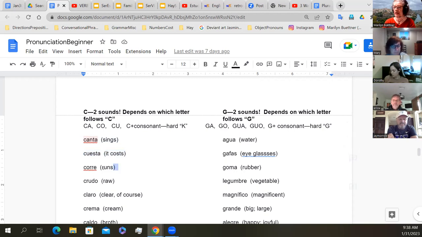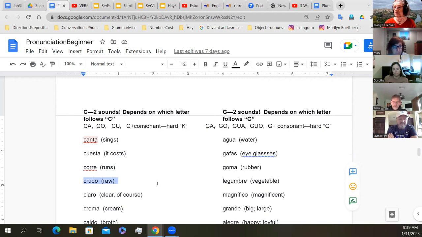Bien. Okay. Here we've got a C-O combination. Co, co, co. Corre. Corre. Okay, vale. Now we're going to see a C consonant combination. You're going to hear a little trill with this R, not a super strong rev it up one. It'll be crudo. Crudo.